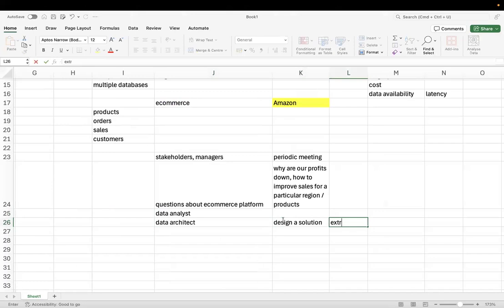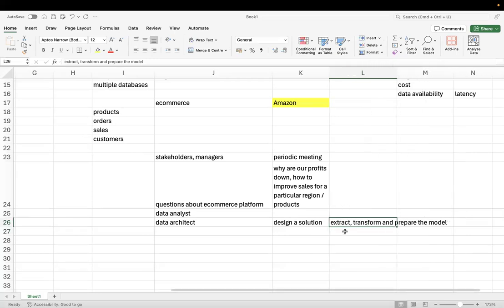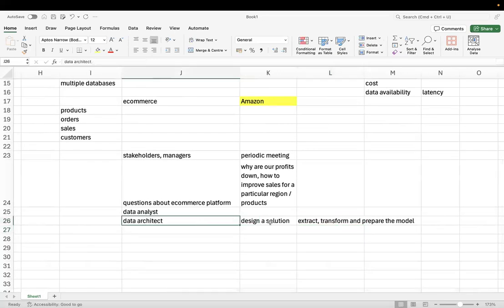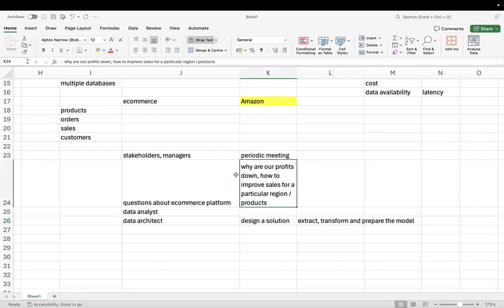to extract, transform, and prepare the model. I'll talk about what a model is, but for now, just go with the flow. So what the data architect is going to do is design a solution to extract the data and transform it and prepare the model on a periodic basis. If the requirement is to have these answers every day, he is going to design a solution that will give you the answers to these questions on an everyday basis. So the frequency is decided by the management, and the data architect is going to design a solution accordingly, right?